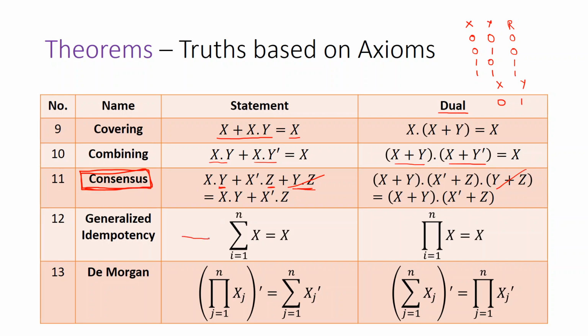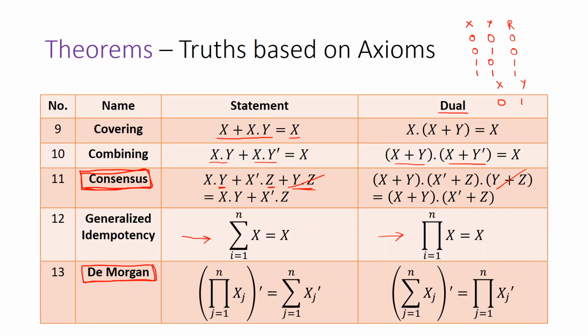Now there is the generalized idempotency, which I hope you can very well understand. This is x or x or x or x, n times. No matter how many times you do it, you will get x. Similarly, if you do the AND operation with itself, no matter how many times you do it, you will get back x. De Morgan's theorem is another very important theorem.